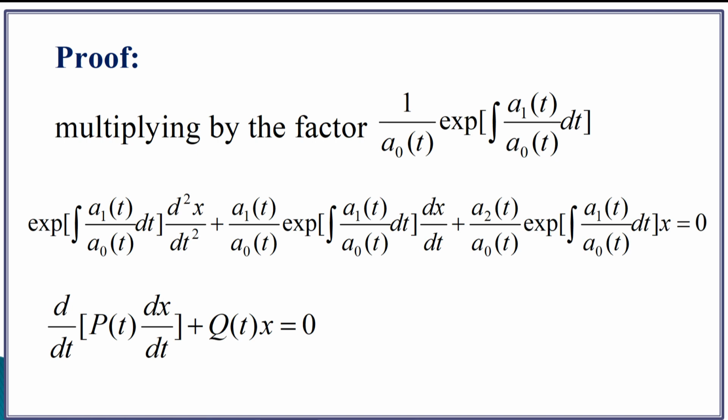So basically this proof is not very difficult. You are just multiplying by a factor to convert a given equation into a self-adjoint equation, and the new equation becomes self-adjoint.